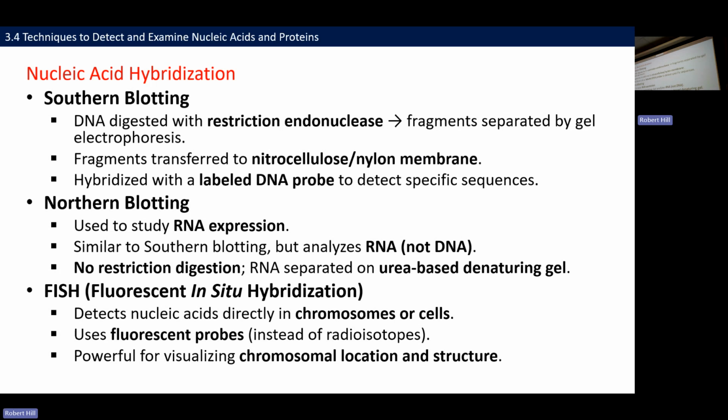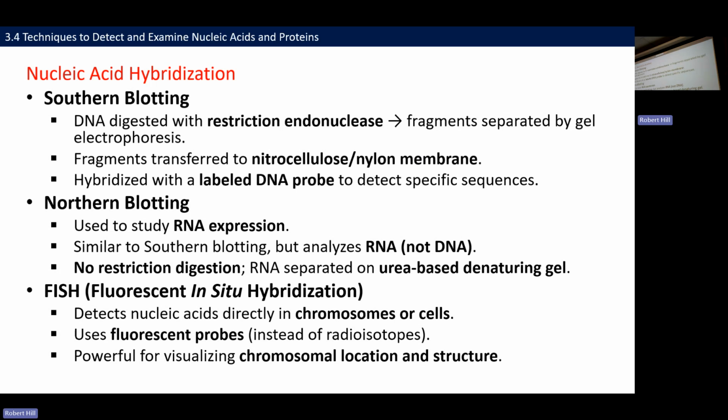There's Northern blotting, Southern blotting, and Western blotting. There's no Eastern blotting. Western blotting is what we're going to do in our lab, and it involves antibodies, so it doesn't involve DNA hybridization, but Southern and Northern do. Southern blotting is used for looking at genomic DNA. Northern blotting is used for looking at RNA expression, so the presence of mRNA.